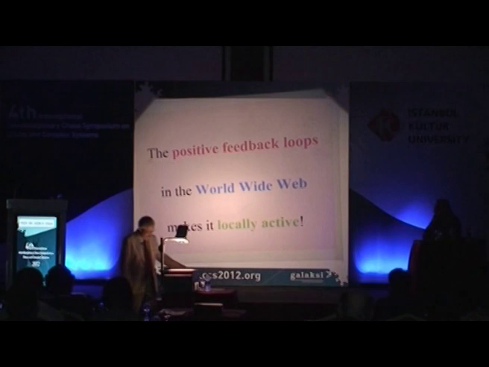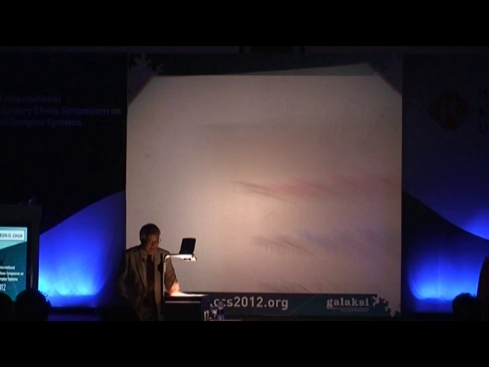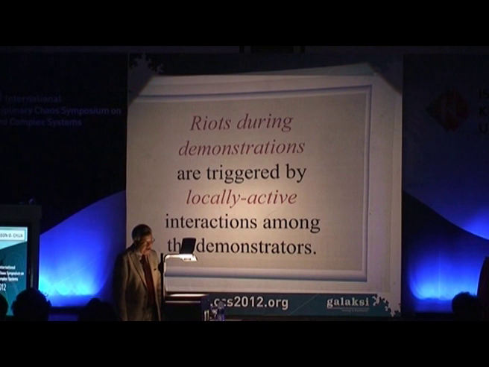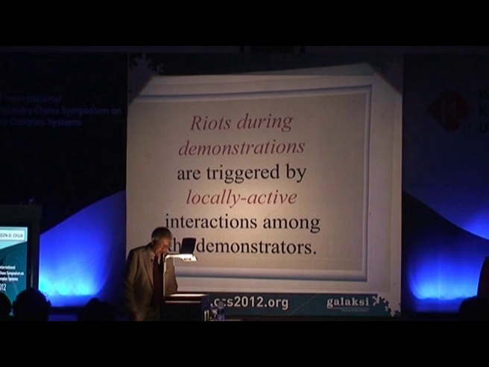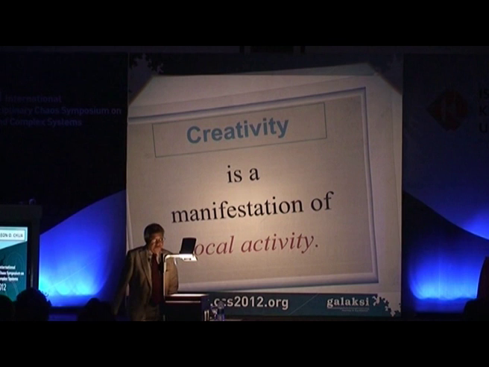And by the same reasoning, you can imagine that riots during demonstrations are triggered by locally active interactions among the demonstrators. And one could even stretch your imagination further by saying creativity is a manifestation of local activity. Now, I'm saying that these last things are all conjecture. They're not proof, they cannot be proved yet.